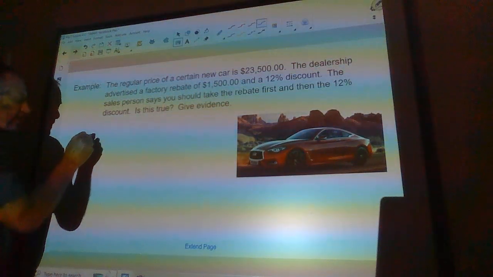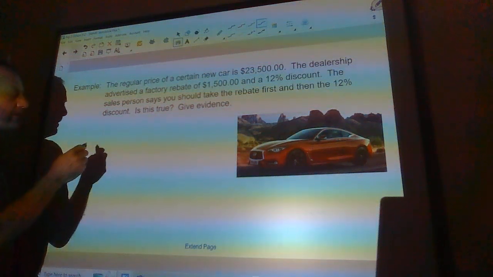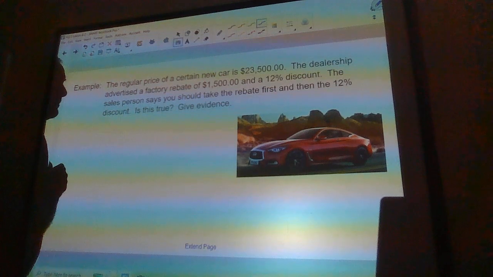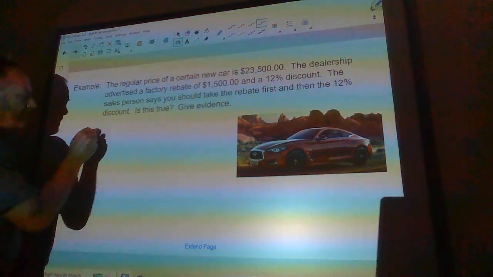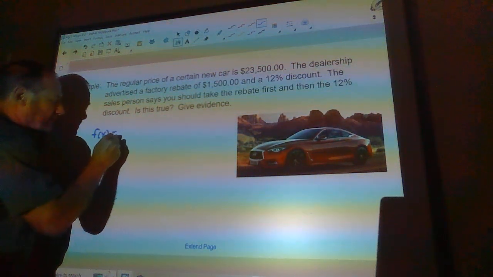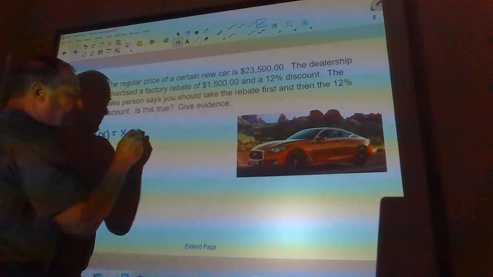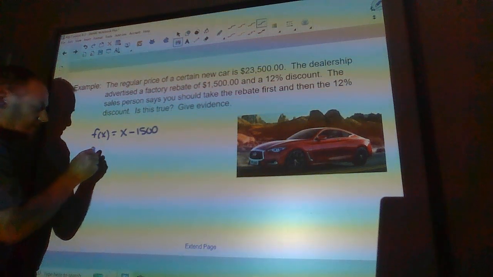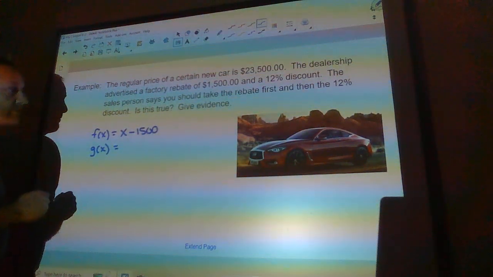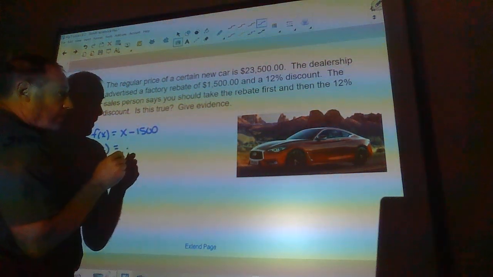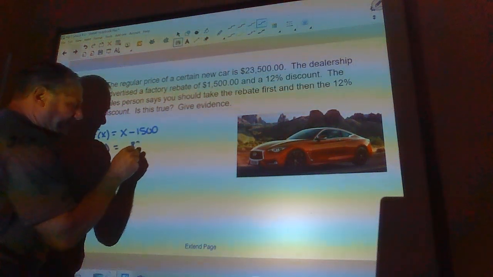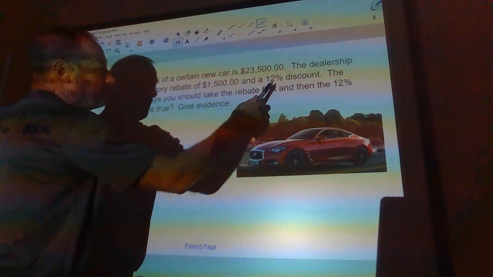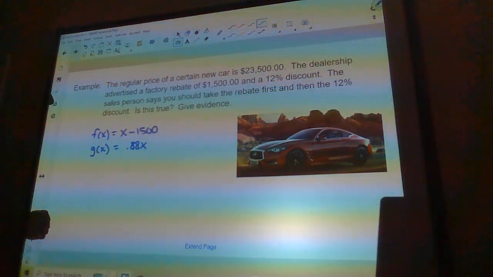All right, so here's what I'm going to do: I'm going to look at this as two functions. So f of x is going to be x minus 1,500, and g of x is going to be 0.88x. Okay, why is it 0.88x? If I take a 12% discount, then the value of the car is 88%.